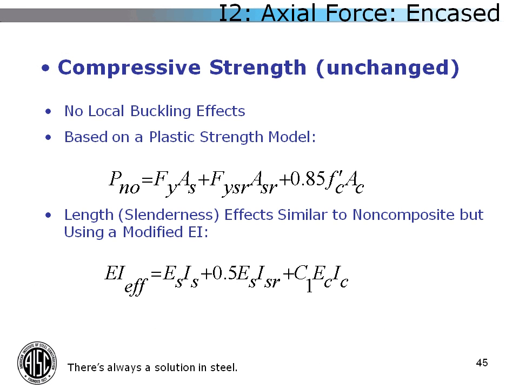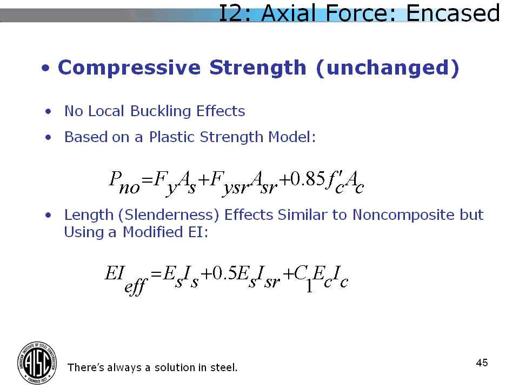So the strength is the same as it was in 2005. The only thing that we did was to clarify that local buckling effects for the embedded member did not need to be taken into account. Due to the confinement of the concrete, even if you have a slender web for your member, you can still assume that it can develop its full plastic capacity. The compressive strength is based on a plastic strength model. P sub NO is the cross-section strength, and that's just equal to the plastic strength of the embedded steel member, given here by F sub Y A sub S, and then the remainder of the terms is the reinforcing steel, and 0.85 F prime C, A sub C, is the strength of the concrete.